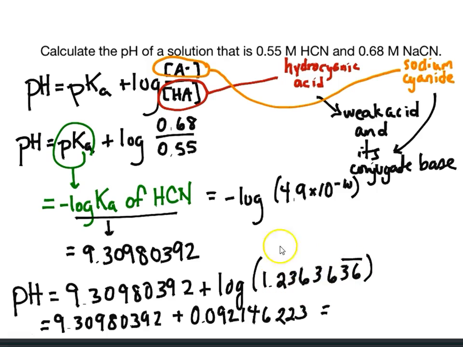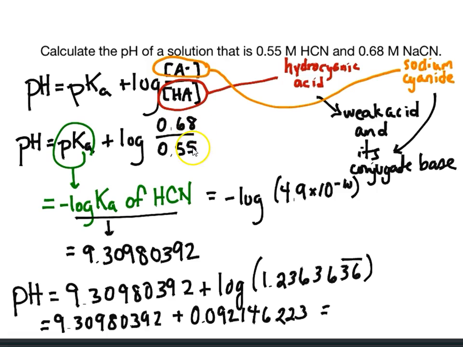Incidentally, because you have more base than acid, you're going to have a quotient that's greater than 1. That's basically going to mean that the logarithm of something greater than 1 is a positive number. And so that's going to add a little bit to the pKa. And so the buffers you make in class have an equal molar amount of acid and base, which is why the pH equals the pKa for those buffers.